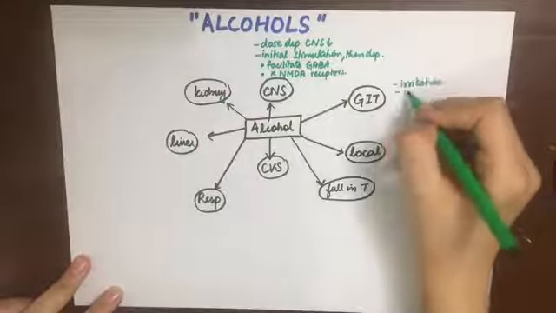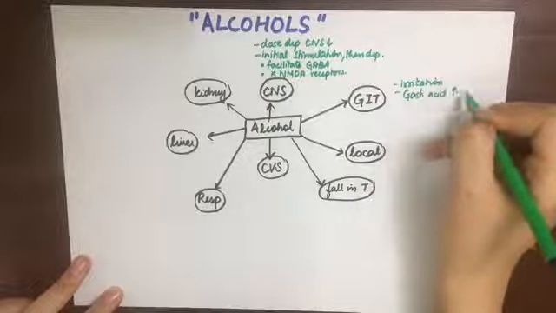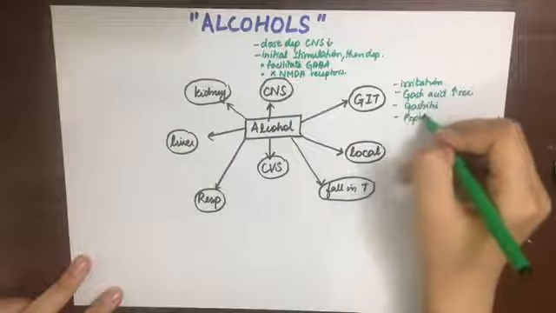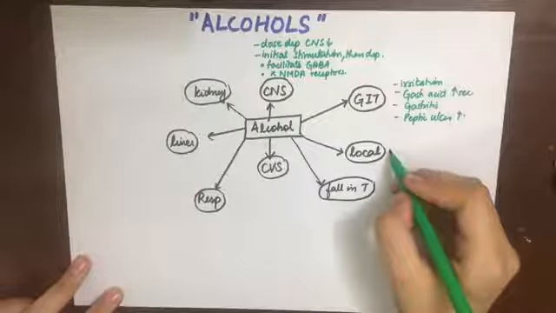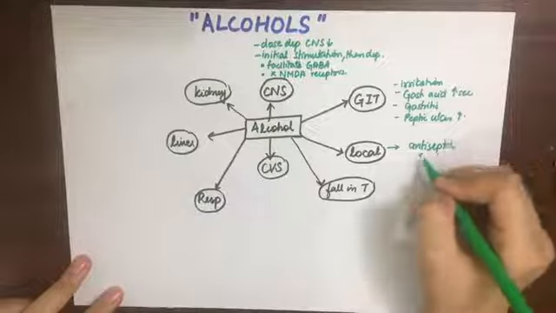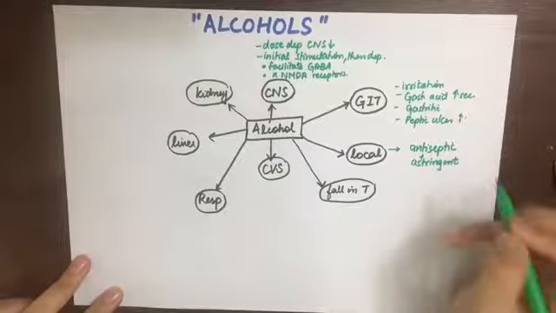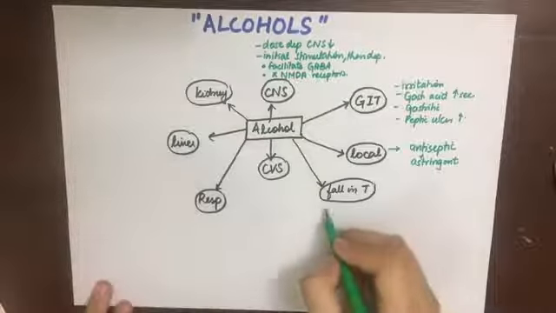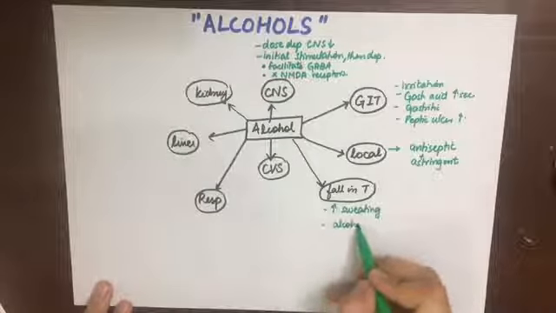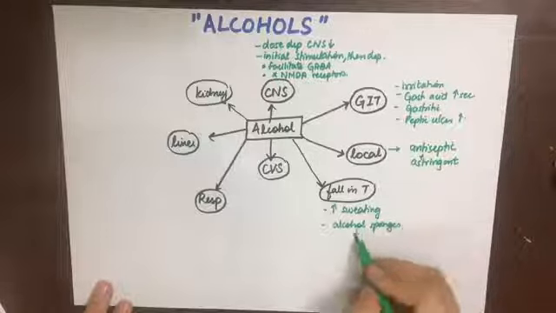In GIT, it causes irritation, gastric acid secretion is increased, gastritis, and peptic ulcer aggravation. Locally, it destroys lipid and proteins of bacterial membranes. That's why it is used as an antiseptic and as an astringent. It can cause fall in the body temperature, causing sweating, and alcohol sponges, etc., are used in fever to lower the body temperature.